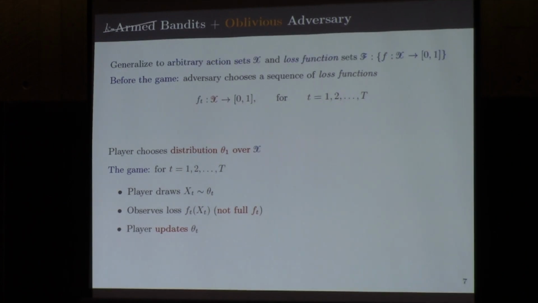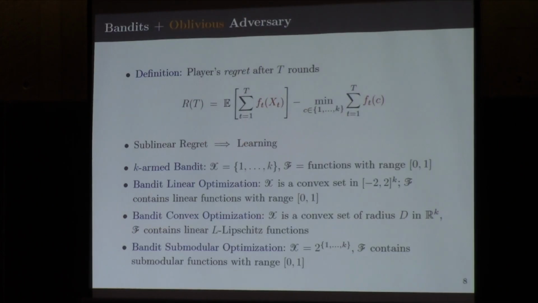And we can generalize this to arbitrary action sets X, not just K-armed bandits, but general bandits plus an oblivious adversary. So we have arbitrary action sets and loss function sets, which map from the action set to [0, 1]. And again, before the game, the adversary chooses a sequence of loss functions, and the game proceeds as we just described. Right? And how well the player did is, again, as we discussed, given in terms of the player's regret after T rounds. So comparing the expected cumulative loss of the player on the sequence of loss functions f_t, given the pool of arms x_t, compared to the best in hindsight, right?